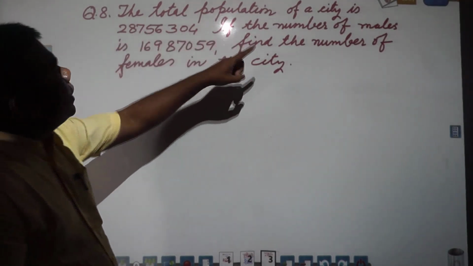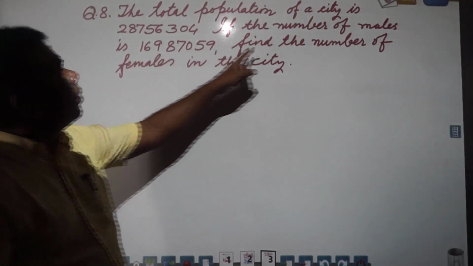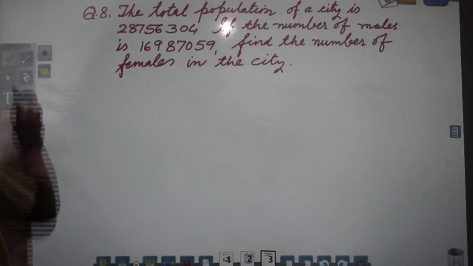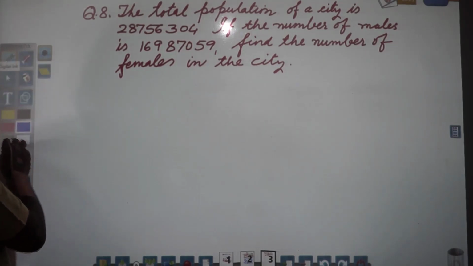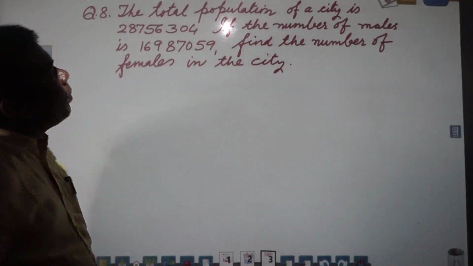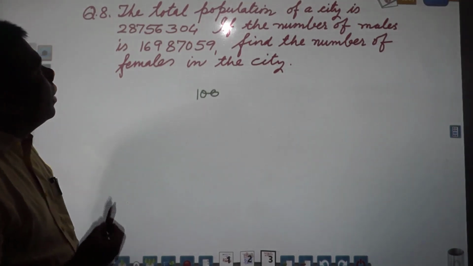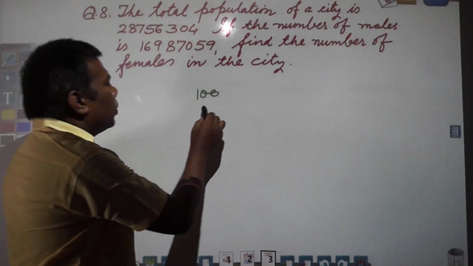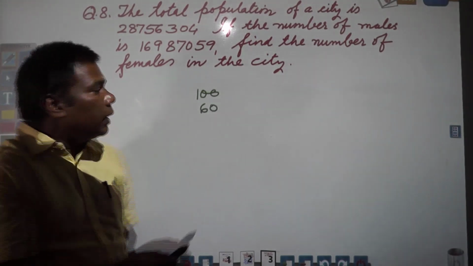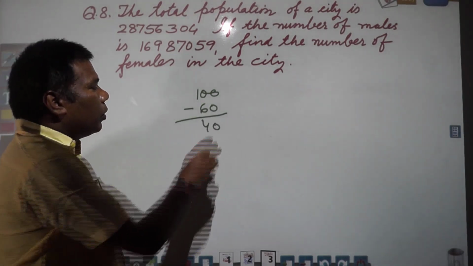The total population of a city is this. If the number of males is this much, find the number of females in the city. So easy question it is. How we will solve, you see. Suppose the same question were: the total population of a city is 100, and the number of males is, suppose, 60. So what will be the number of females in the city? Just we need to subtract this number and you will get it. So this will be 40.